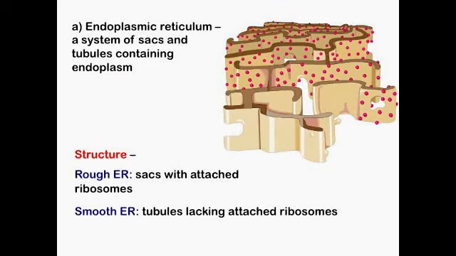An organelle that's closely related to the nucleus and often very close to it physically is the endoplasmic reticulum. It's a system of sacs and tubules containing a substance called endoplasm, special cytoplasm. There are two forms of it in structure. The rough ER has sacs with ribosomes attached, which is the little red dots that you see here, and then smooth ER has tubules lacking attached ribosomes. These two types of ER function very differently.